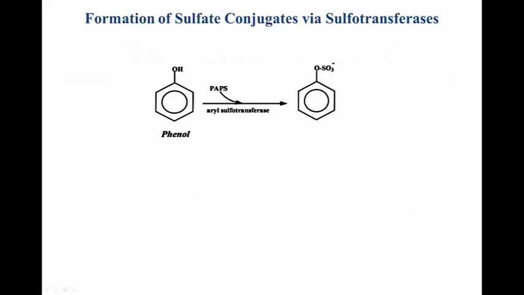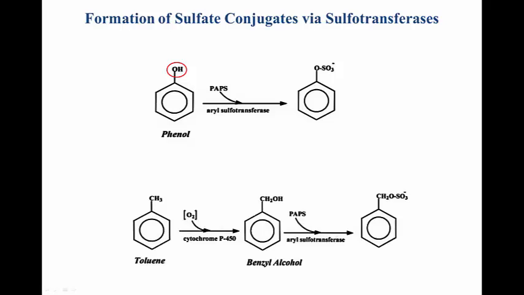This reaction demonstrates the formation of a sulfate conjugate from the aromatic alcohol, phenol. This next reaction shows how a compound such as toluene can undergo both Phase I and Phase II metabolism. Toluene is oxidized to benzyl alcohol by a cytochrome P450 and then conjugated with sulfate by a sulfotransferase to form a product that is easily excreted in urine.